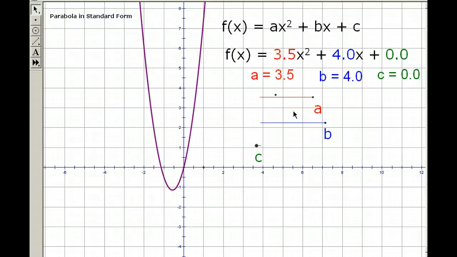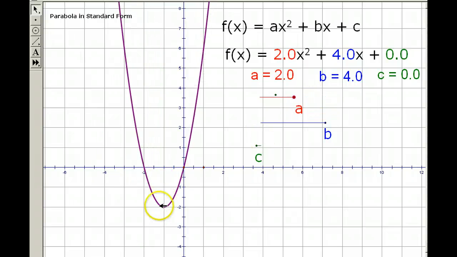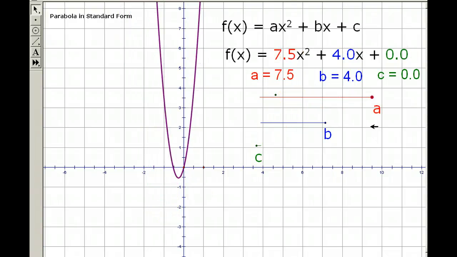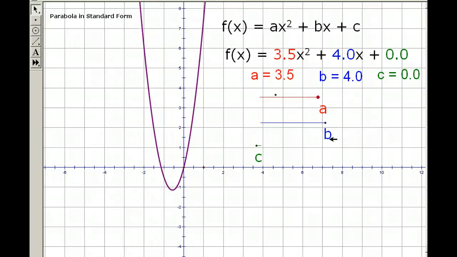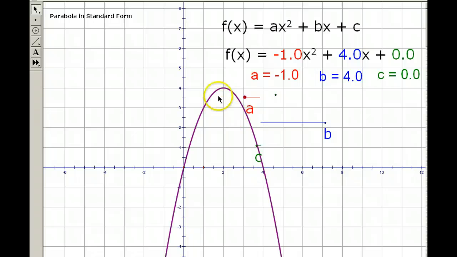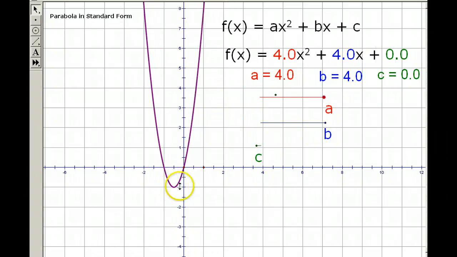back to here. If the A value is positive, you notice that the vertex, which is this point at the bottom, is always the lowest point of the graph. Anytime this is positive, that vertex is at the very bottom. However, when we become negative, the vertex is up at the top, the maximum. All the negative A's, you have a maximum, and all the positive A's, you have a minimum.